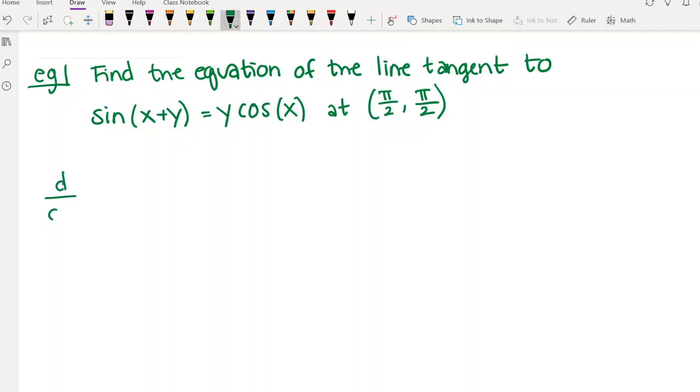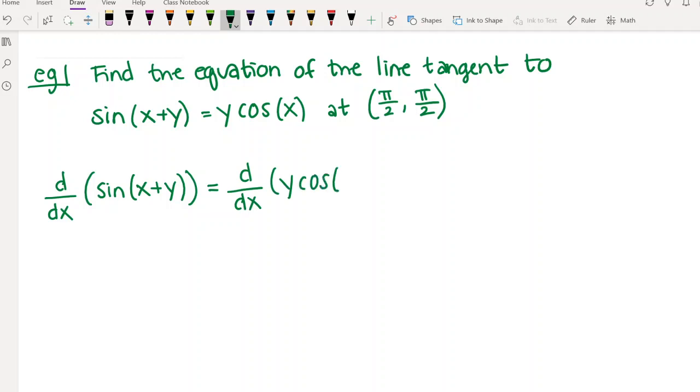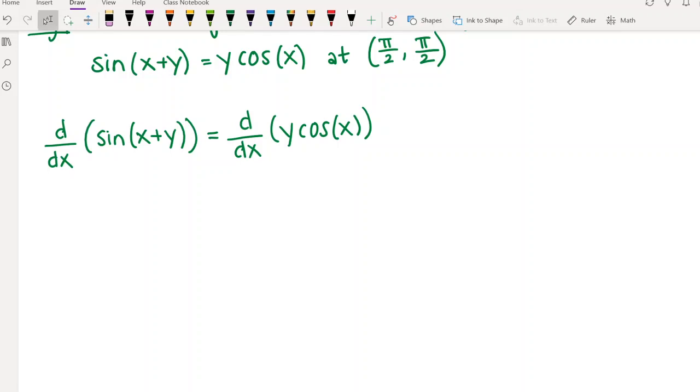So we're going to take the derivative of the left-hand side, and then we're going to take the derivative of the right-hand side. Okay, so what's going on on this left-hand side? Well, we're going to have a chain rule, right? Because we're not just taking sine of y or sine of x, we're taking sine of something else, in this case, x plus y. And so what is the chain rule going to look like?